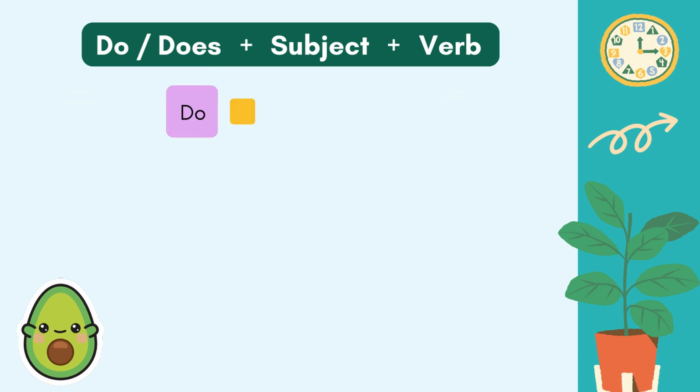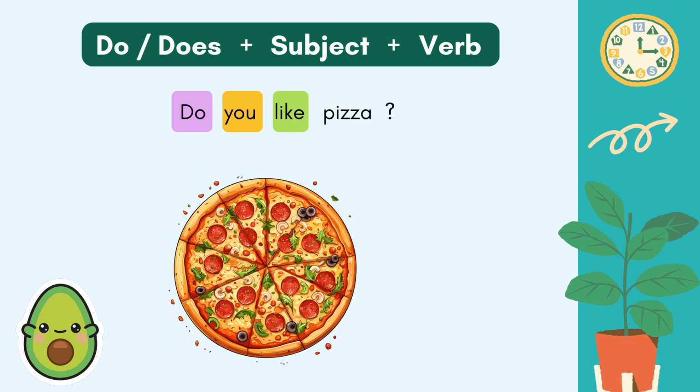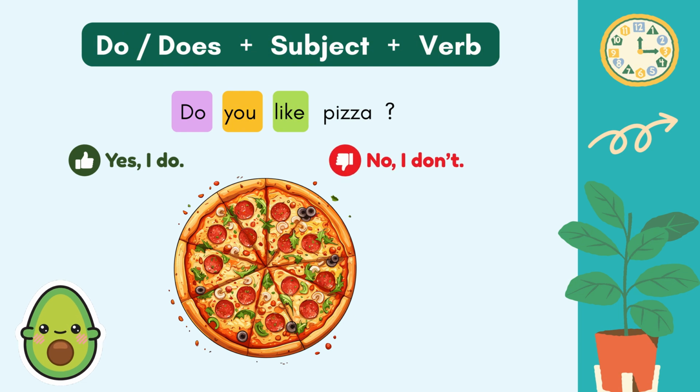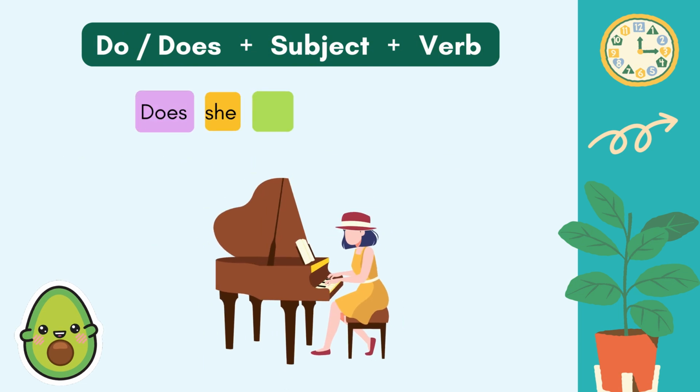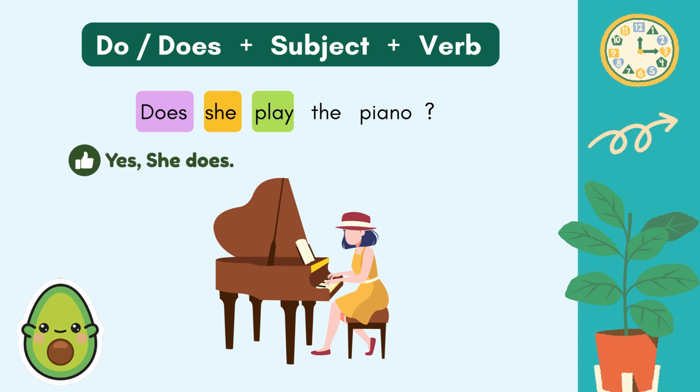Examples: do you like pizza? Yes, I do. No, I don't. Does she play the piano? Yes, she does. No, she doesn't.